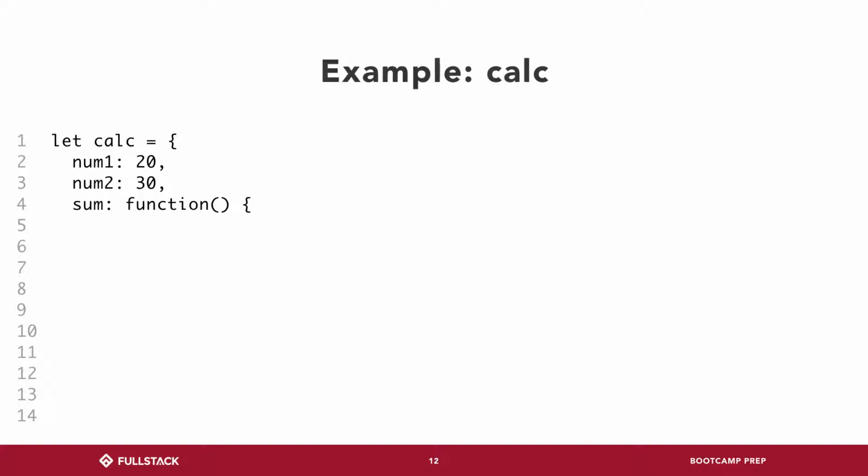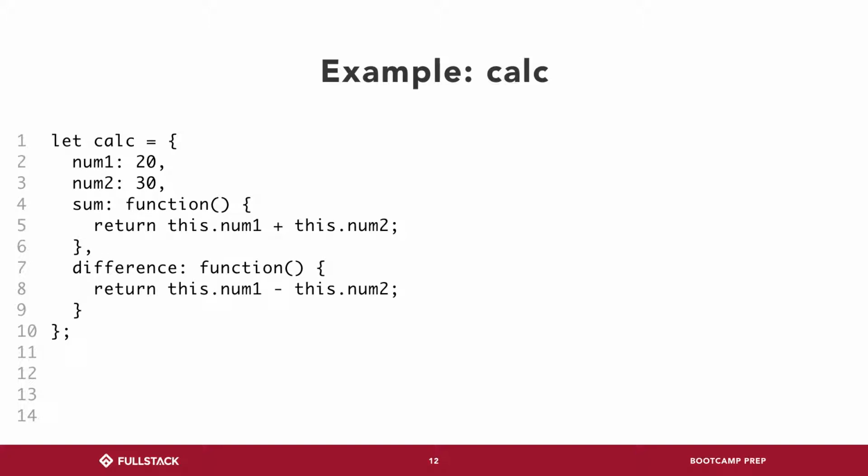So, example calc. Basically, we've got an object with two properties called num1 and num2. We can write this sum function that always gives us back the sum of the current values of num1 and num2. And then we have difference, which does the same thing but subtracts them. If we log out calc.sum right now, what will it return? And if on line 13 I say calc.num2 is now equal to 10, and then I log out calc.sum, what will it return?